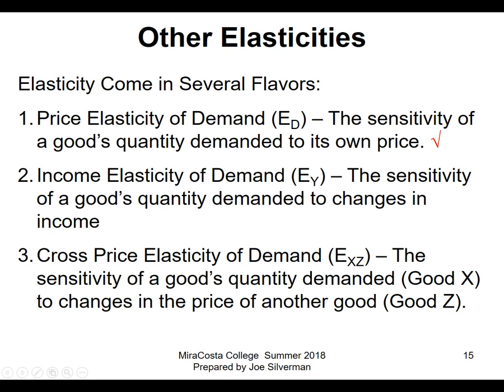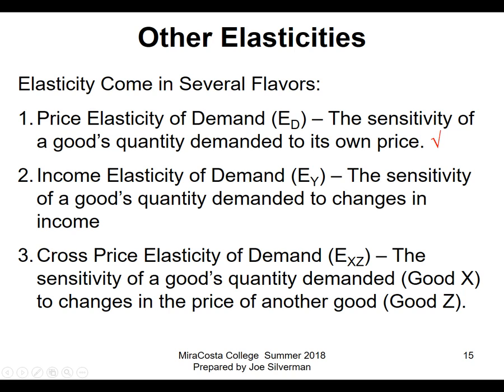All right, so I think we've pretty much killed it on the price elasticity of demand. There's a couple other elasticities that I want to go over. One is called the income elasticity of demand. That measures whether or not a good is a normal good, an inferior good, or a neutral good.